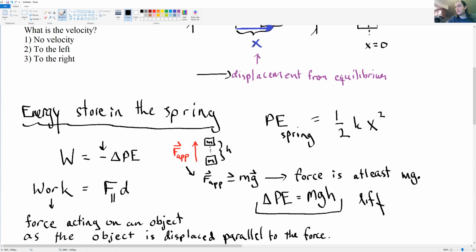So lift means gain potential energy. That's going to be important in a second for the stretching of the spring. So when we lift a mass, we gain potential energy, or that mass gains potential energy. Okay.